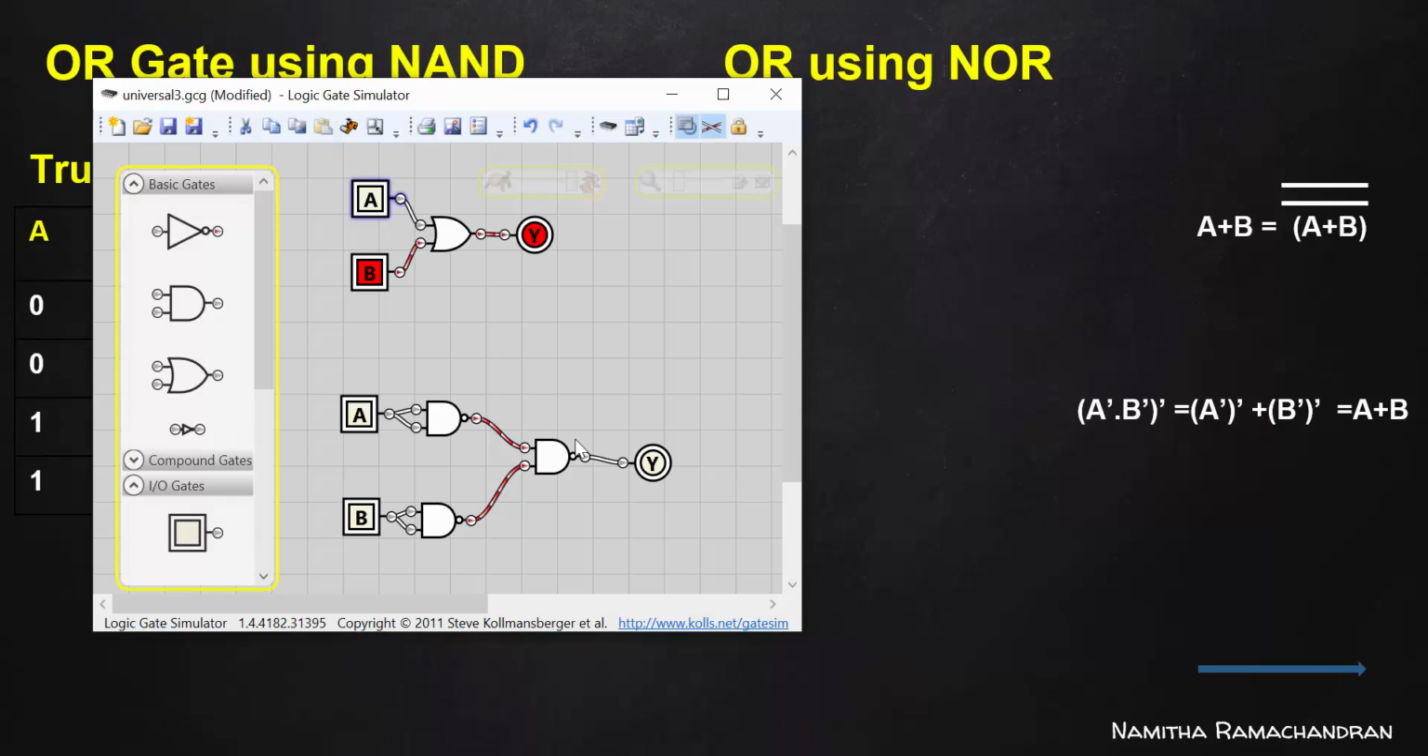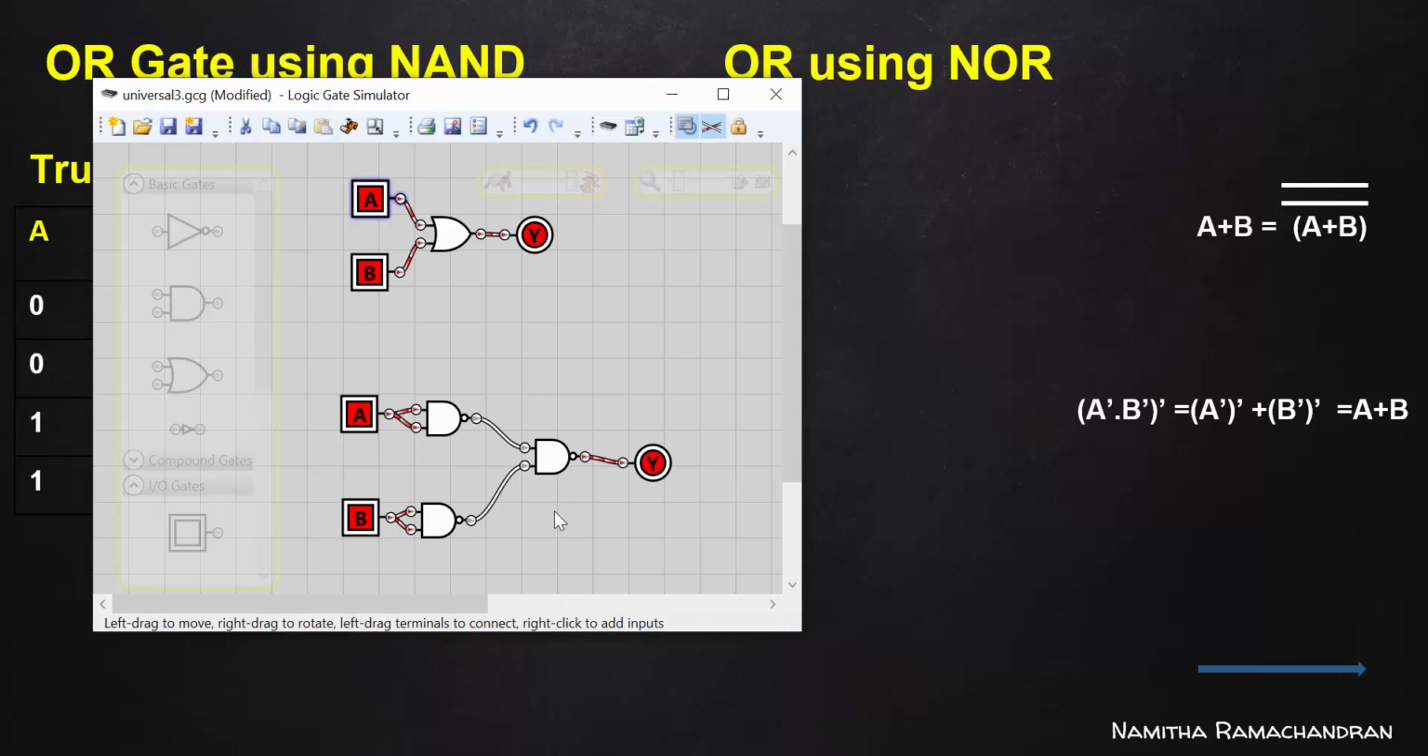Now we can check whether this circuit is working as our OR or not. If both the inputs are 0, output is 0. If one of the inputs is 0 and one of the inputs is 1, then output becomes 1. If one input is 1, output becomes 1. If both equal 1, output is again 1. Just like this, the circuit works exactly as our OR gate. So this is the NAND gate implementation corresponding to OR.